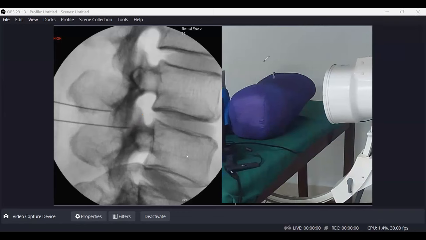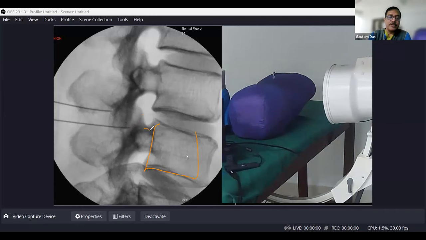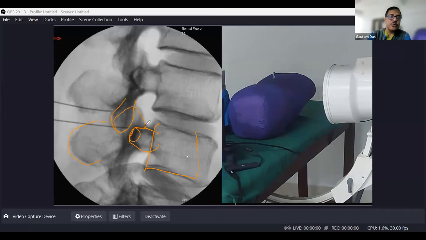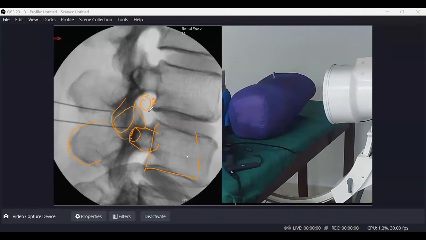And try to understand each and every structure: vertebral body, pedicle, the transverse process here, spinous process here, superior interarticular process is here, superior articular process is here. So these are the structures. The nerve root occupies here, accompanied by two blood vessels here. And these are the different needle placements.